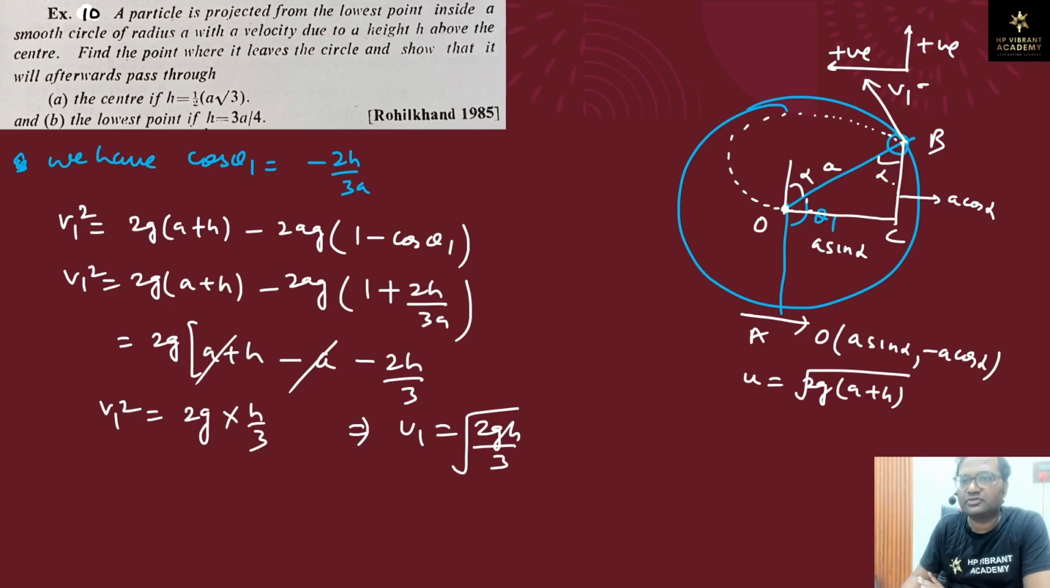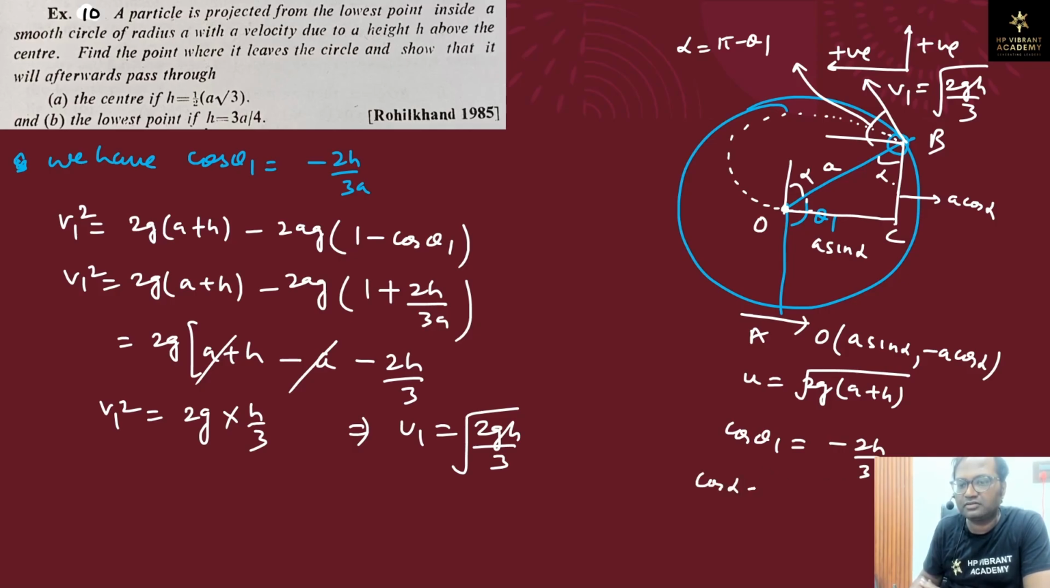So the velocity of the projectile at point B, the initial velocity of the projectile, is root under 2gh upon 3. And alpha is equal to pi minus theta 1. We have cos theta 1 is equal to minus 2h upon 3a. So cos alpha is equal to cos of pi minus theta 1, which is equal to minus cos theta 1. So cos alpha is equal to 2h upon 3a.